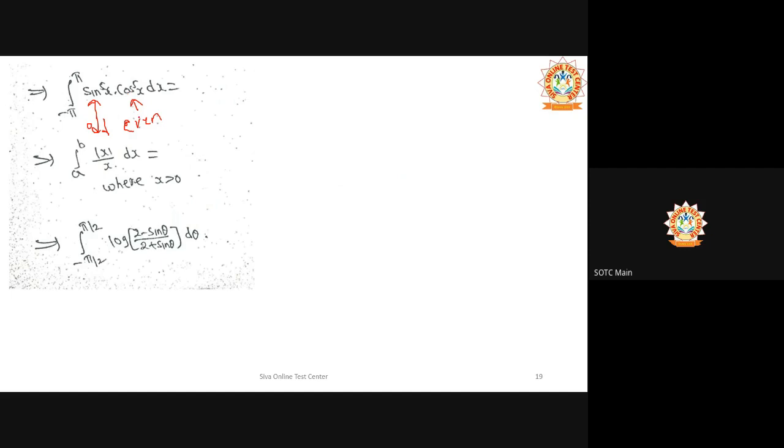It is an even function because cos x is always an even function. There is no minus f of x, right? Tell me whether sine square x is an even function or odd function. Odd function.